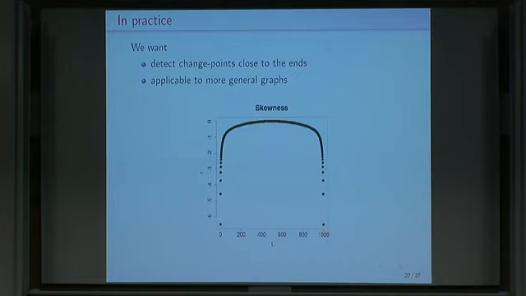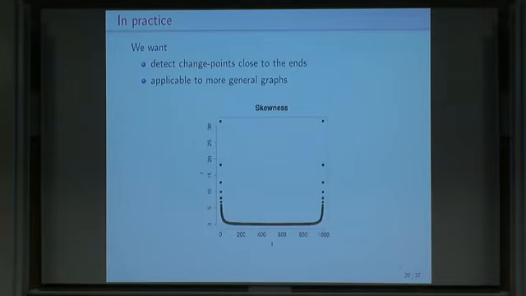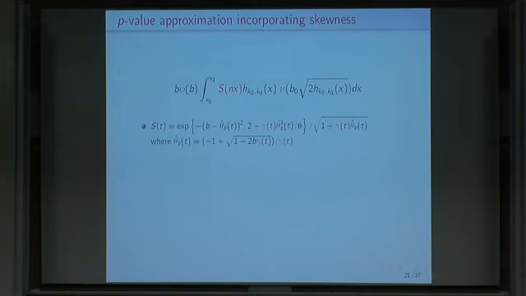If we use a minimal distance pairing for this case, the skewness of this CT process would be something like this. In the middle region it's okay, but at the two ends the skewness is positive, which makes the previous p-value approximation underestimate the probability. So we want to correct for this skewness. And this is the result.